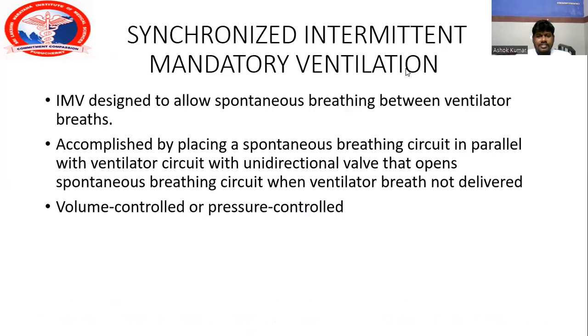Next, we will look at synchronized intermittent mandatory ventilation. Intermittent mandatory ventilation is designed to allow spontaneous breathing between the ventilated breaths. It is similar to assist control ventilation. It is accomplished by placing the spontaneous breathing circuit in parallel with the ventilation circuit, with a unidirectional valve that opens the spontaneous breathing circuit when the ventilator breath is not delivered. It is again divided into volume control or pressure control ventilation.